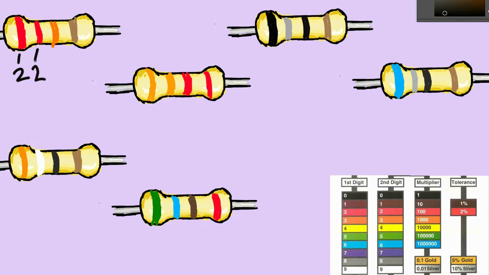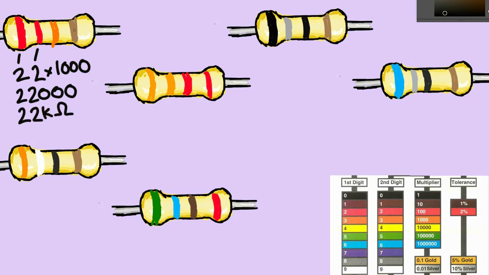So we've got 22. Now our multiplier, meaning we're multiplying the first 2 digits, or in the case of a 5-banded resistor, the first 3, by this multiplier. Our third band here is orange, so we're multiplying this by 1000. What we get then is 22,000, which is the same as 22 kilo ohms.